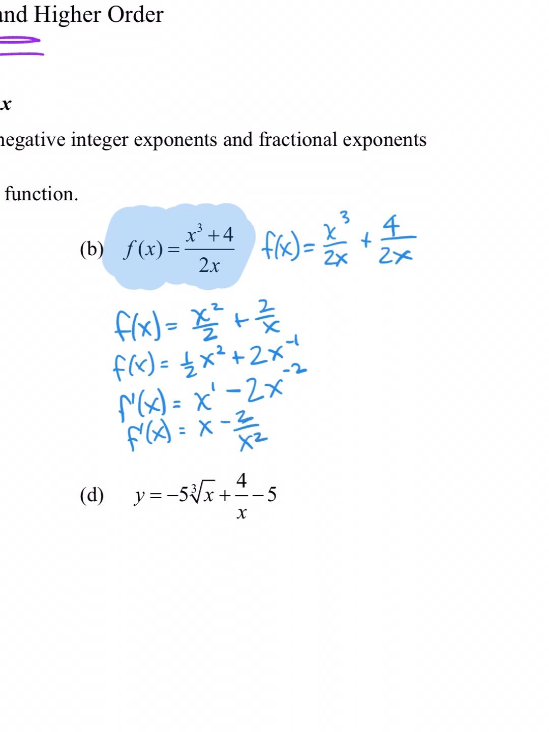And I don't want this to be two separate fractions. I would prefer that it be combined, so I need a common denominator of x squared. So I'm going to have x to the third minus 2 all over x squared.